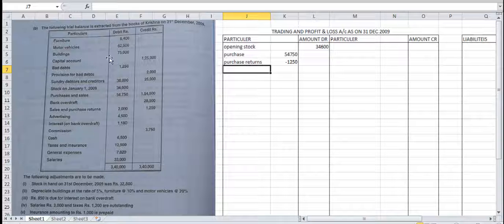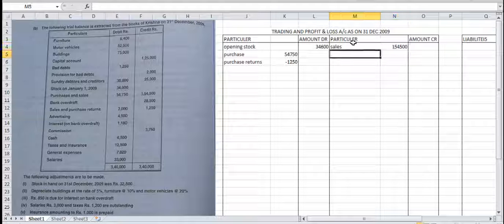Now go for credit entries like purchase. Furniture is an asset, motor vehicle an asset, building an asset, capital account is a liability, bad debts is an indirect expense, provision for bad debt also, sundry debtors, creditors are an asset and liability. Stock we have taken, purchase, but sales we haven't taken so far. Sales, how much sales we have written also, 1,54,500. Okay, we have written also sales return. Sales return is total how much, 2000, minus 2000.